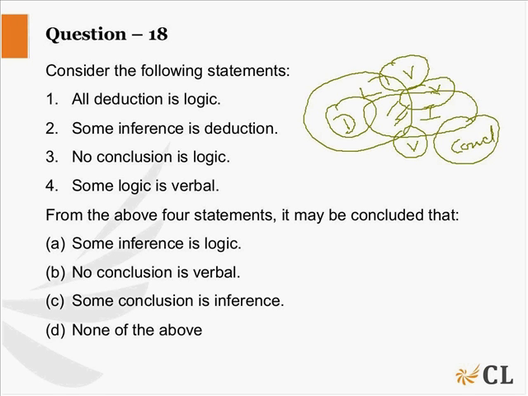Some inference definitely has to be logic because all deduction is logic, right? And some inference is deduction. So anything which is deduction has to be logic also. So some inference is logic over here. This is the intersecting set. यहाँ पे inference भी आ गया, संगम हो गया, त्रिवेणी आ गई है.